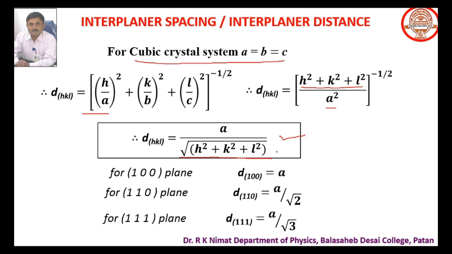which gives the relation between interplanar spacing, lattice constant and Miller indices hkl. So for cubic crystal system, 100, 110 and 111 planes are the prominent planes. So if you put the values of Miller indices in this equation, you will get the interplanar spacing for the 100 plane as A. For the 110 plane, interplanar spacing will be A divided by square root of 2, and for the 111 crystal plane, the interplanar spacing will be A divided by root 3.